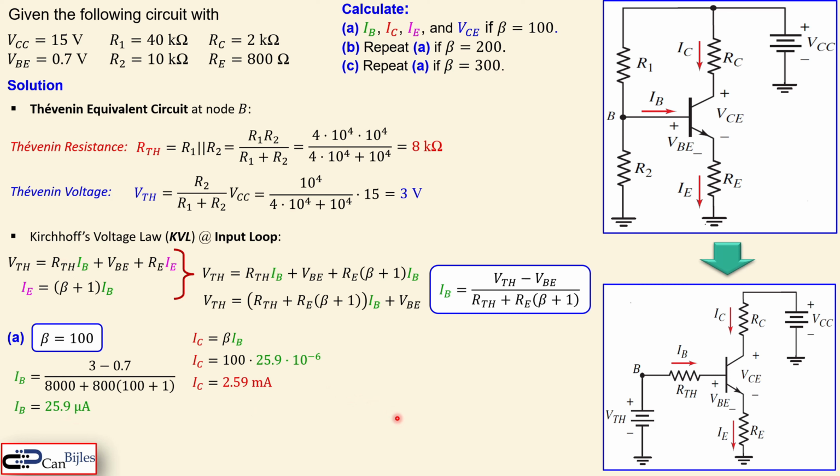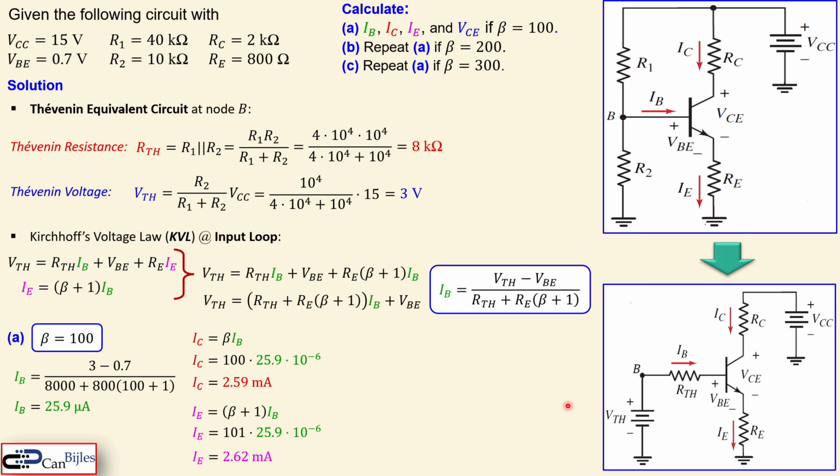2.59 milliamps. In a similar case, we can calculate now the emitter current, which is shown here. Again, the same format. 101 times that base current, you will get 2.62 milliamps. So we have now the currents for the condition where the beta is 100.